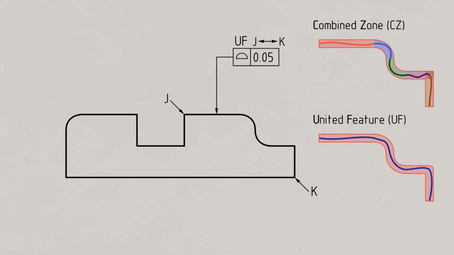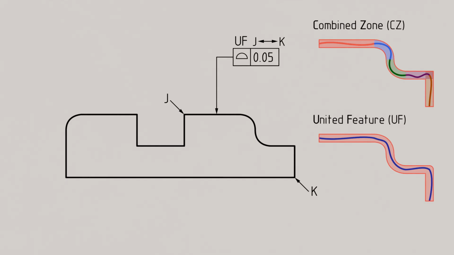A small additional note, unlike the CZ modifier, the UF modifier can be used not only for form tolerances but also for dimensional specifications. Therefore, the UF modifier is not placed directly after the form tolerance value, but positioned more generally above the feature control frame.